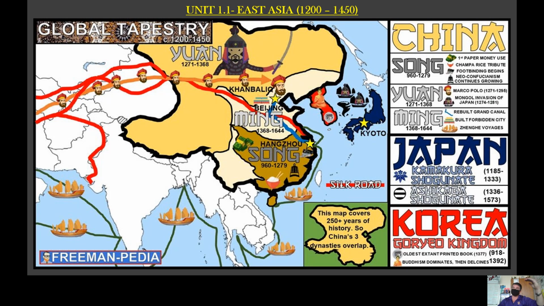So East Asia is the first part of Unit 1, and it's mainly China. As far as the dynasties are concerned, we've got the Song dynasty. They're replaced by the Yuan dynasty, the Mongols. They're replaced by the Ming. The Song dynasty was big time into trade, the first to use paper money. Champa rice coming through tribute was a really big deal.